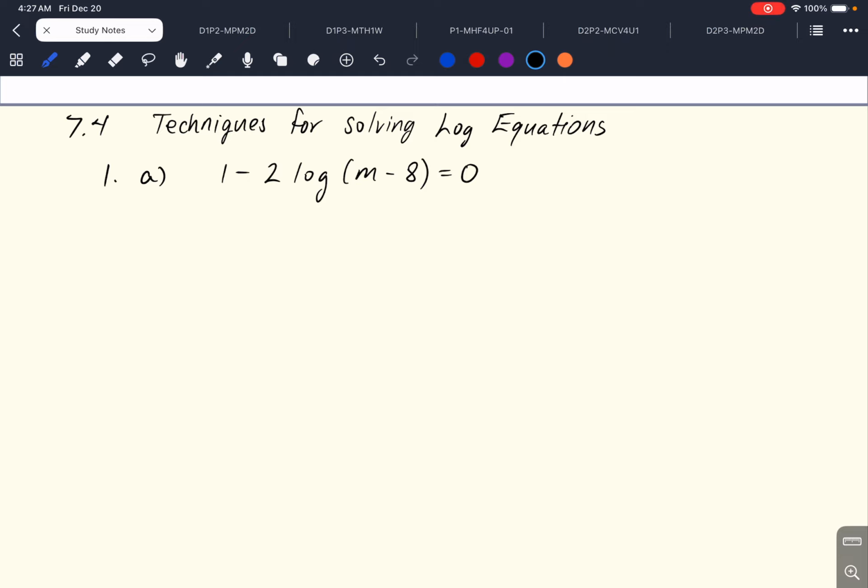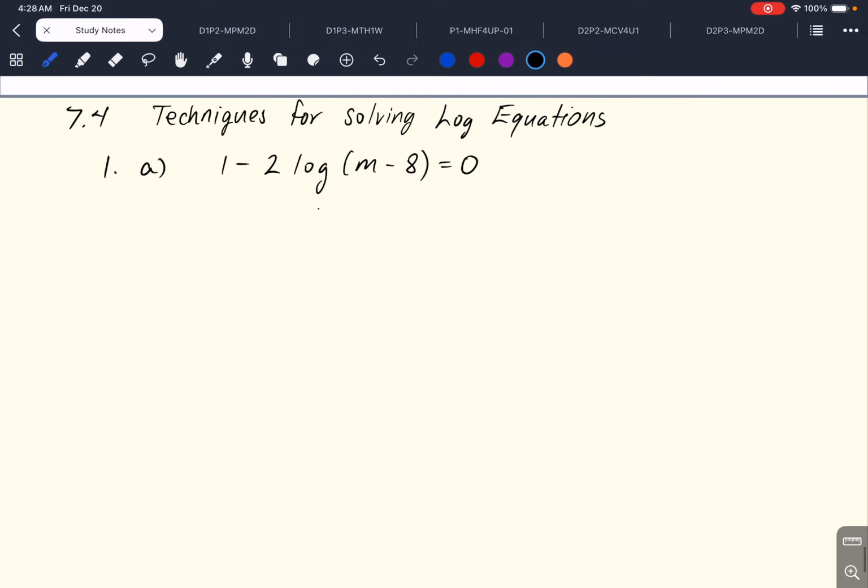So let's look at this first one here. 1 minus 2 log of m minus 8 equals 0. So the goal is to isolate for the unknown variable, m in this case. One of the strategies we've used in the past is to isolate the logarithm, bring the logarithm to one side, separate it from the other constants or terms, and see what you can do there.